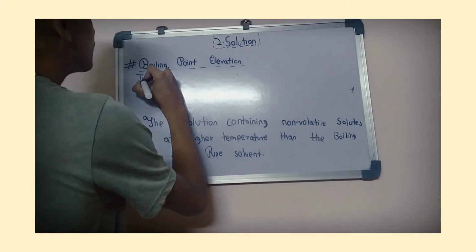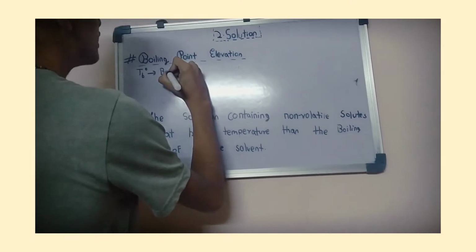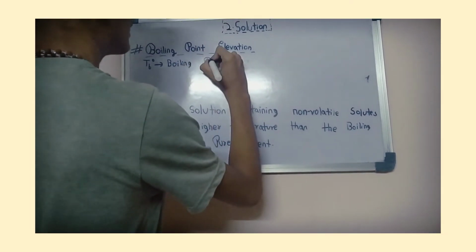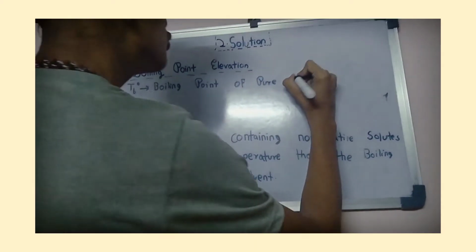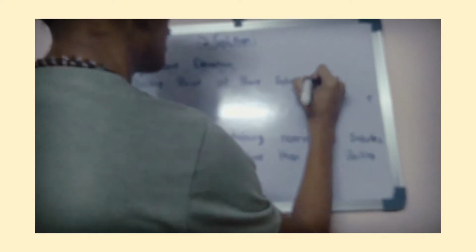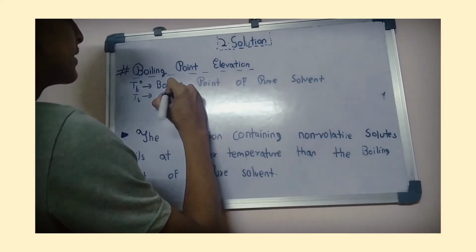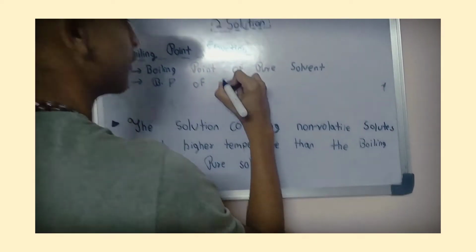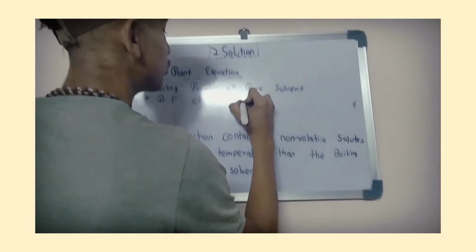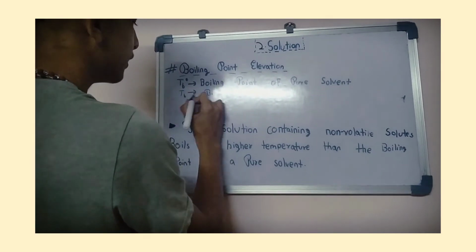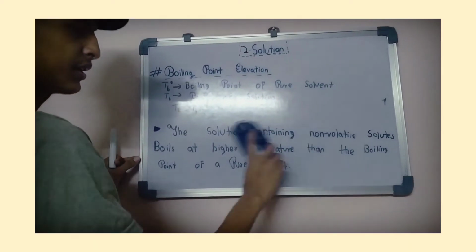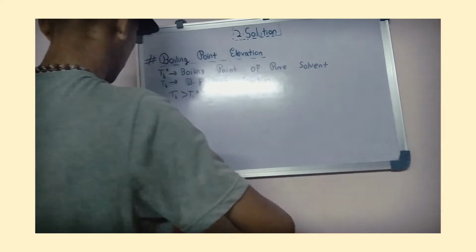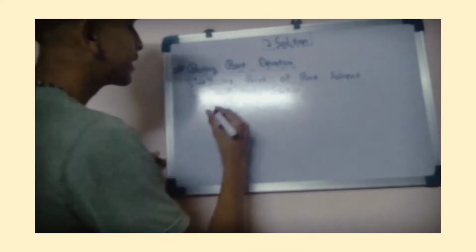So if we consider TB naught as the boiling point of a pure solvent, and TB as the boiling point of the solution, then we know that TB will be greater than TB naught, because we have found that here.